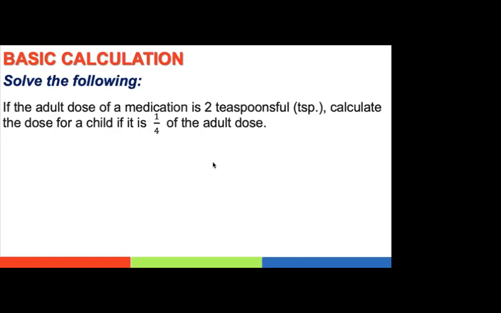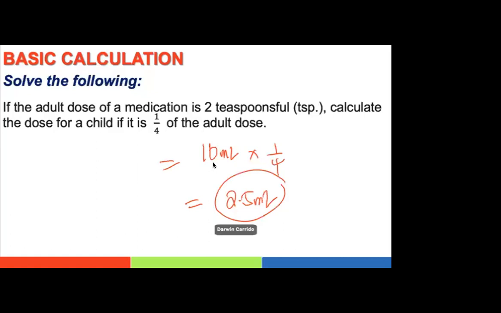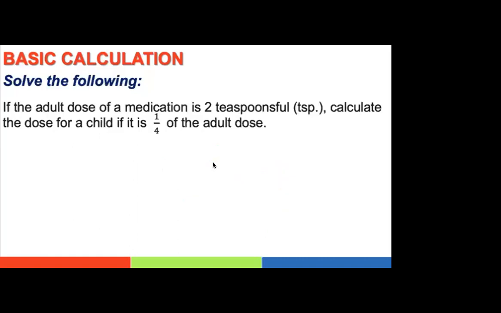What's the answer? 2.5. Okay, 2.5. So this is equal to 10 ml. You multiply it by 1/4, or just divide it by 4. So the answer is 2.5 ml, if the unit being asked is ml. Okay? Paano pag teaspoon? Edi 0.5 teaspoon. Okay, next tayo. You just multiply 1/4 by 2 teaspoonful to get the child's dose.